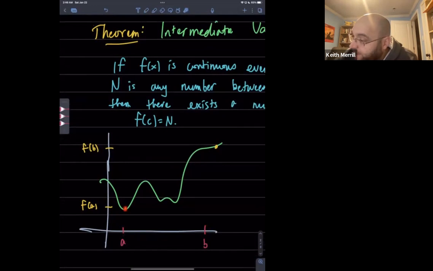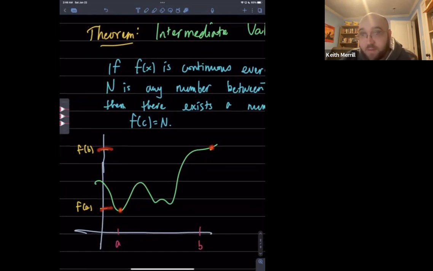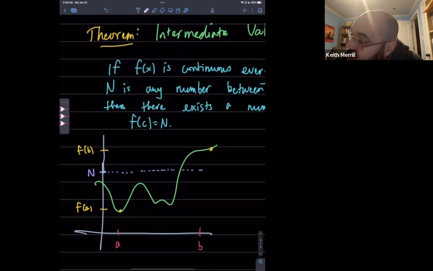We look at where the graph hits a and b. We find the y values associated to those two numbers. In this particular case, f of a is smaller than f of b, but it did not need to be that way. Think of flipping the graph. You would have a generally decreasing behavior. What this says is if you pick any number n, let's pick one, here's a number n that lies between f of a and f of b, then the theorem guarantees us that if we draw this dotted line, there is at least one place where it will intersect this graph. And that value here is what is referred to as c in the theorem.